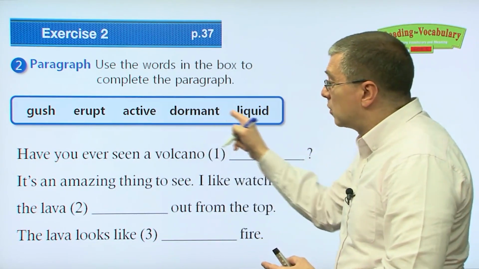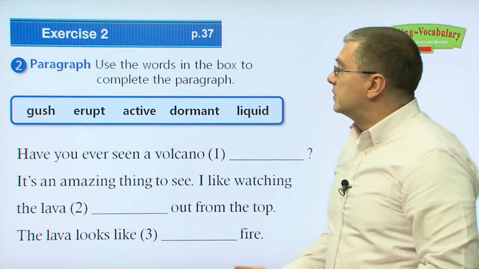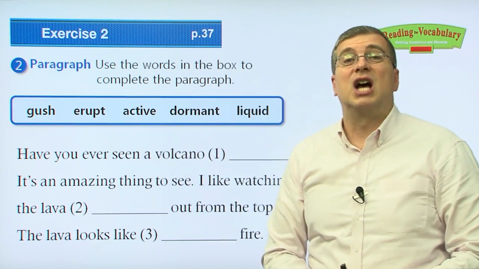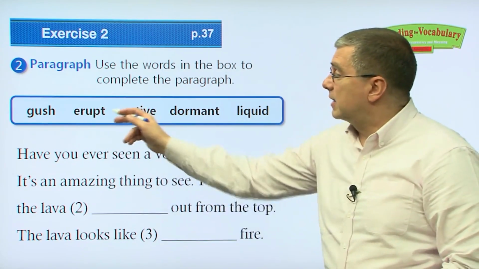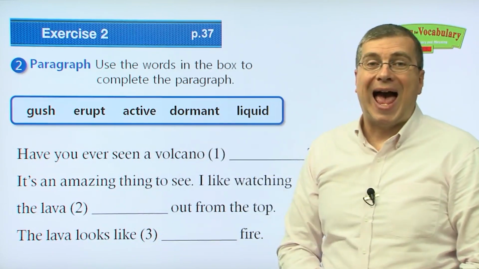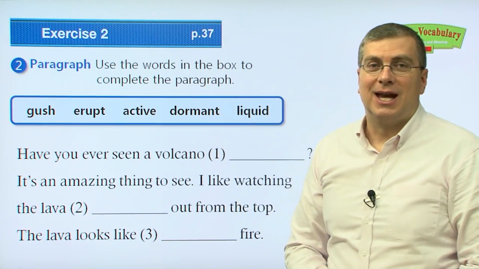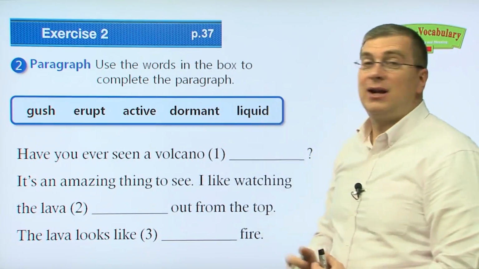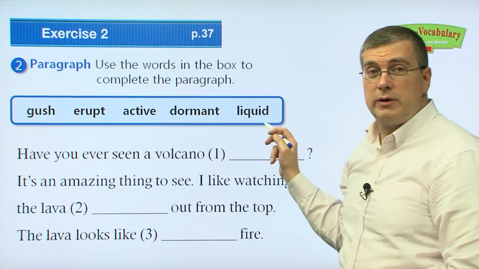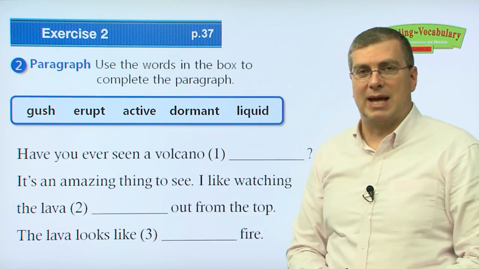We need to choose the right word to put in the blank to finish the paragraph. Okay? So what are our words? We have 5 words here. First one is gush. Next, erupt. Next one, active. The next one, dormant. And the final one, liquid. Those are our 5 words. We have to choose which word is the best to put into these blanks.